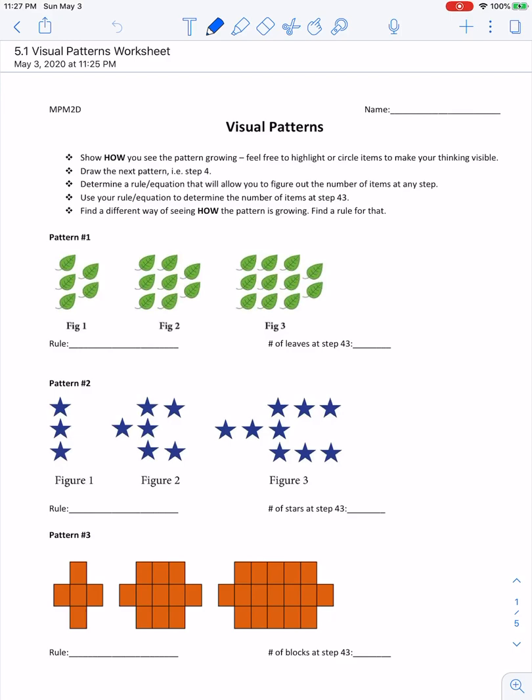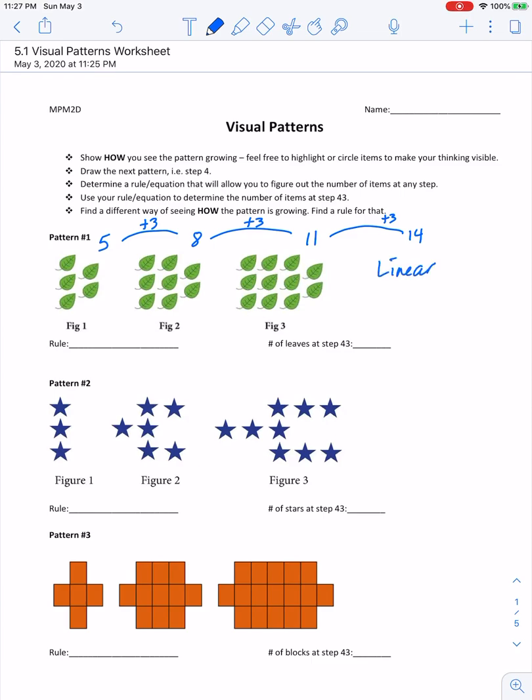So we're looking at the number of leaves, and the number of leaves in this step is 5, and then in this step is 8, and then in this step is 11. To get from 5 to 8, we're going up by 3. To get from 8 to 11, we're going up by 3. I'm going to assume that pattern's going to keep going, so the next one is going to be 14. Because we're going up by 3s every time, this is definitely a linear pattern.